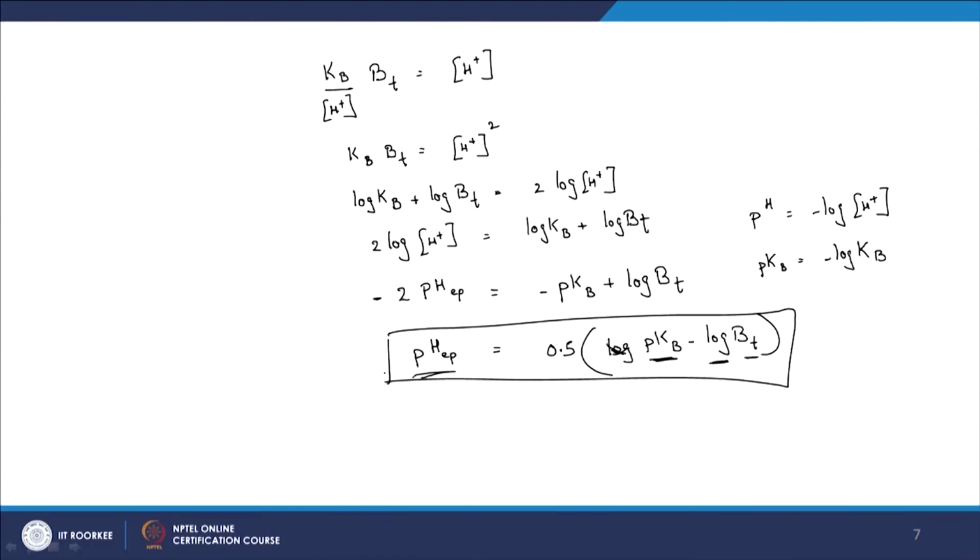And so once you have this pH of the equivalence point, you know when to stop the titration, right, or you can also obviously look for a particular color change or an indicator, which will have its particular color change at this particular pH, right.